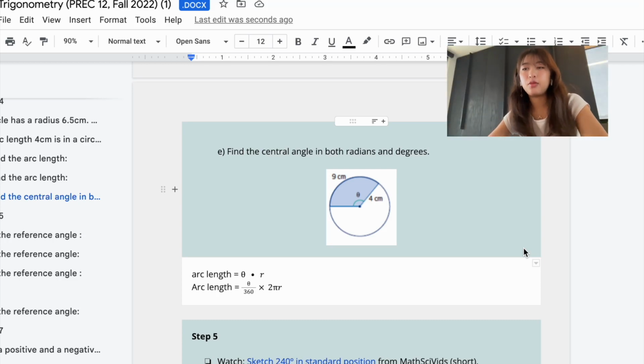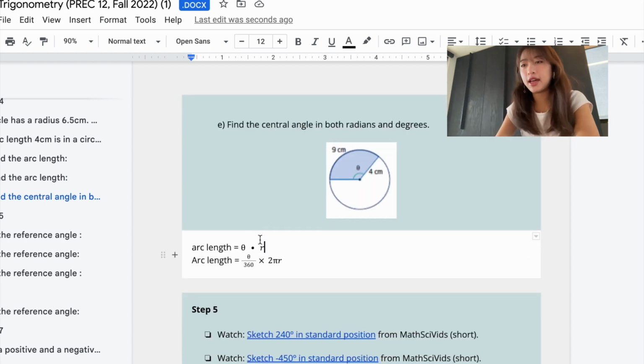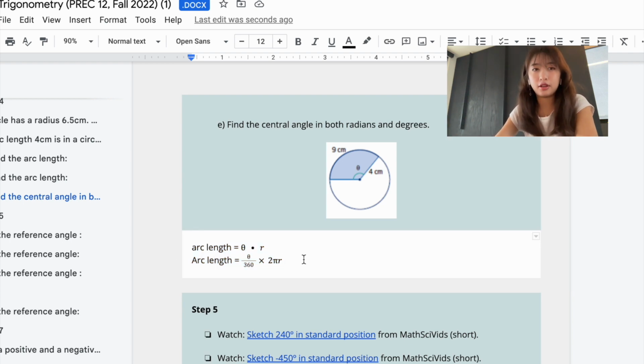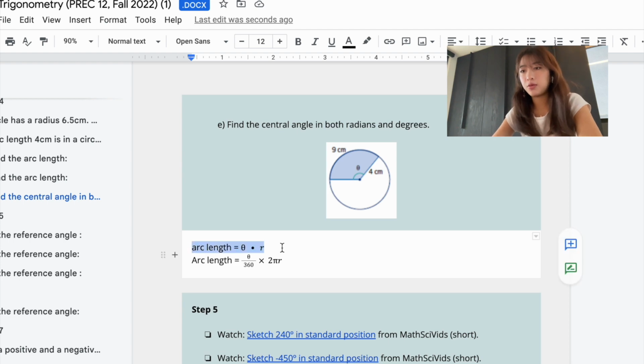Okay, today we will be solving this question, question E, from my trigonometry challenge. First, we have these two formulas. They show the central angle in terms of arc length and radius. The first one is in radians, and the second one is in degrees.